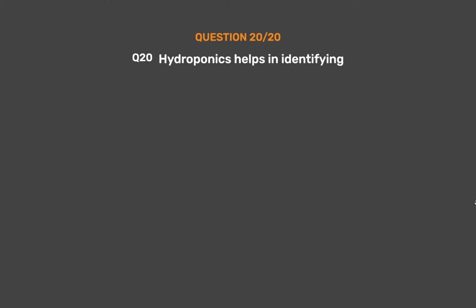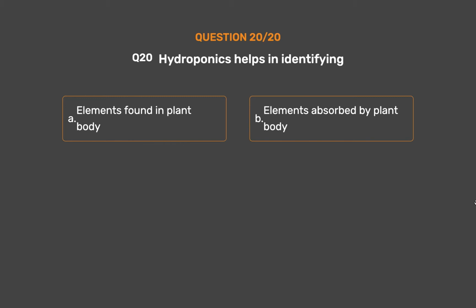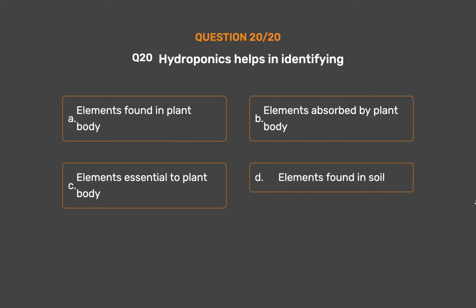Question number 20. Hydroponics helps in identifying option A. Elements found in plant body. Option B. Elements absorbed by plant body. Option C. Elements essential to plant body. Option D. Elements found in soil.